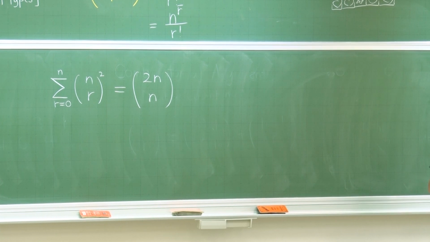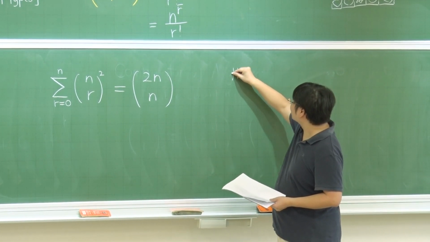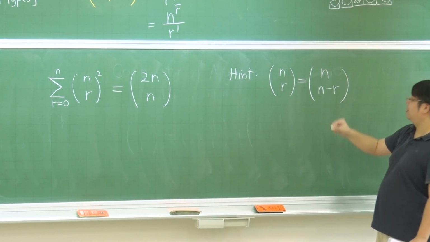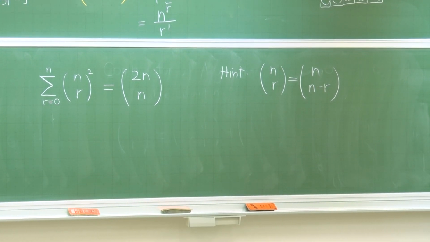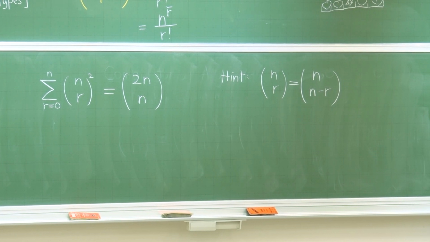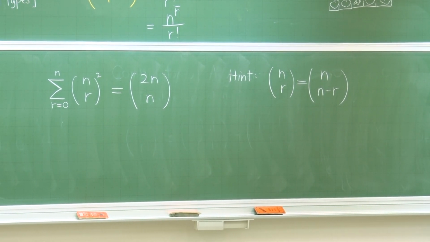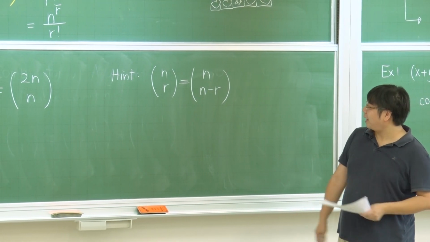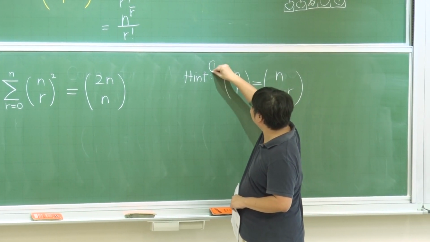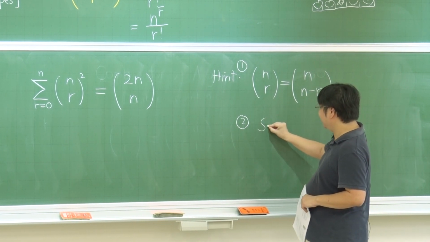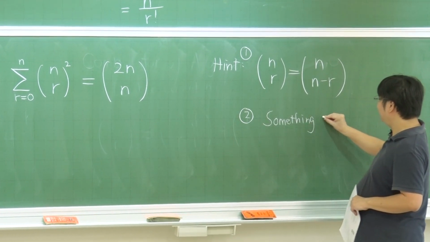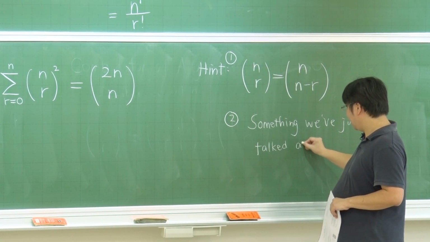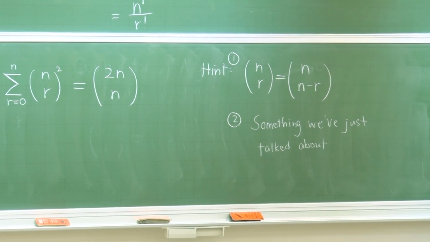And let me give you a hint, okay? Hint, this is the hint. n choose r is equal to n choose n minus r. Yes? n choose r is equal to n choose n minus r. Yeah, that's it. So think about it. Two hints, okay? This is the first hint. The second one is something we have just talked about. So why is it true?